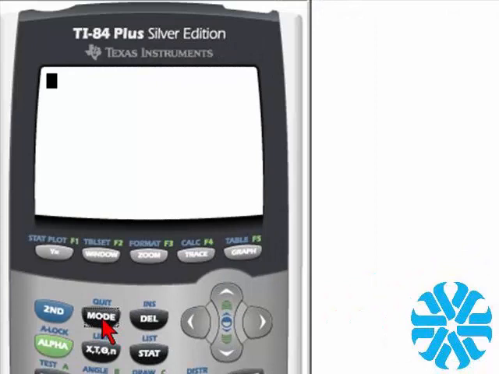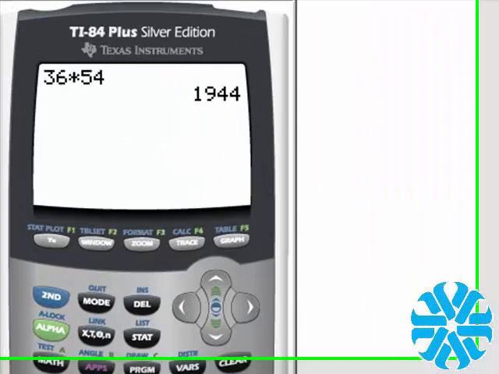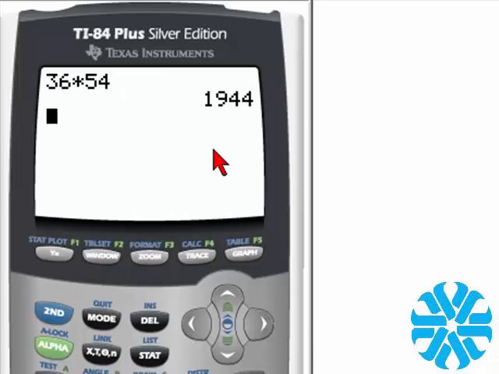First, you will see the difference between the normal and scientific mode. First, we will enter a simple calculation, such as 36 times 54. Hit the Enter key, which is equivalent to the equal sign, and you can see that the answer is displayed as 1,944.